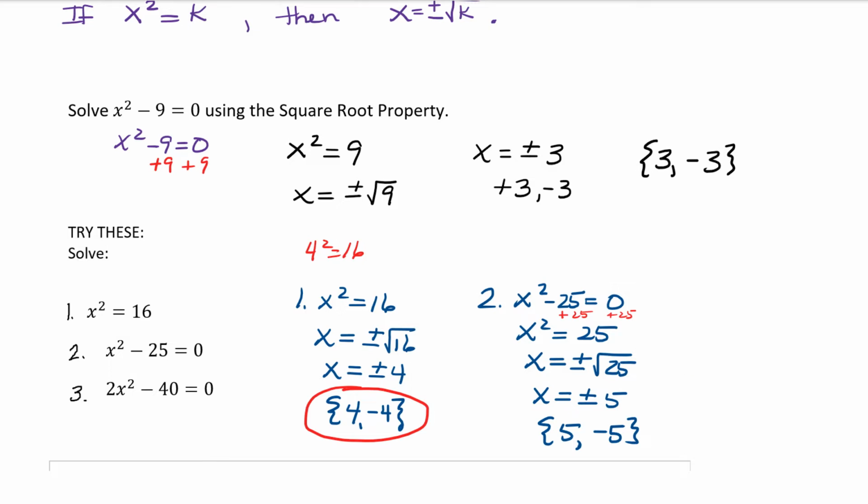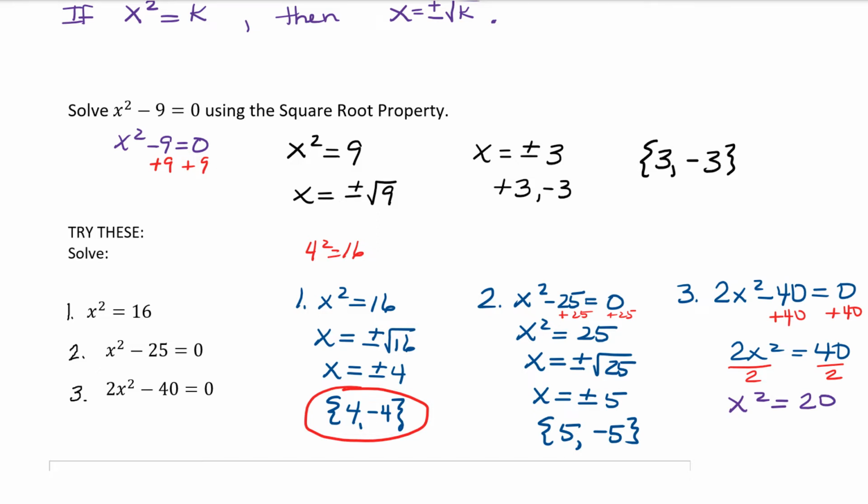Now let's look at number 3. For number 3, we have 2x squared minus 40 equals 0. The first step in this process of getting x squared by itself would be to add 40 to both sides. And that would tell us that 2x squared is equal to 40. Before you apply the square root property, though, you still need to get rid of the coefficient of 2 in front of the x squared. Since the 2 is being multiplied by x, we have to divide by 2 on both sides this time.